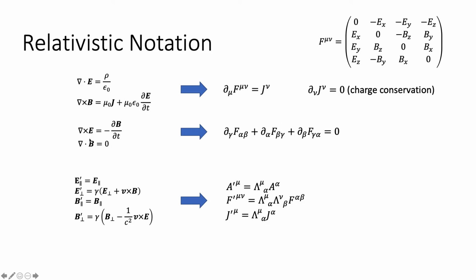And the other two Maxwell's equations actually come from the definition of F, and this is known as the Bianchi identity. Now, the Lorentz invariance of the electric and magnetic fields is manifested in the way the vector potential, the four potential, Lorentz transforms, and the corresponding transformation of the electromagnetic tensor.